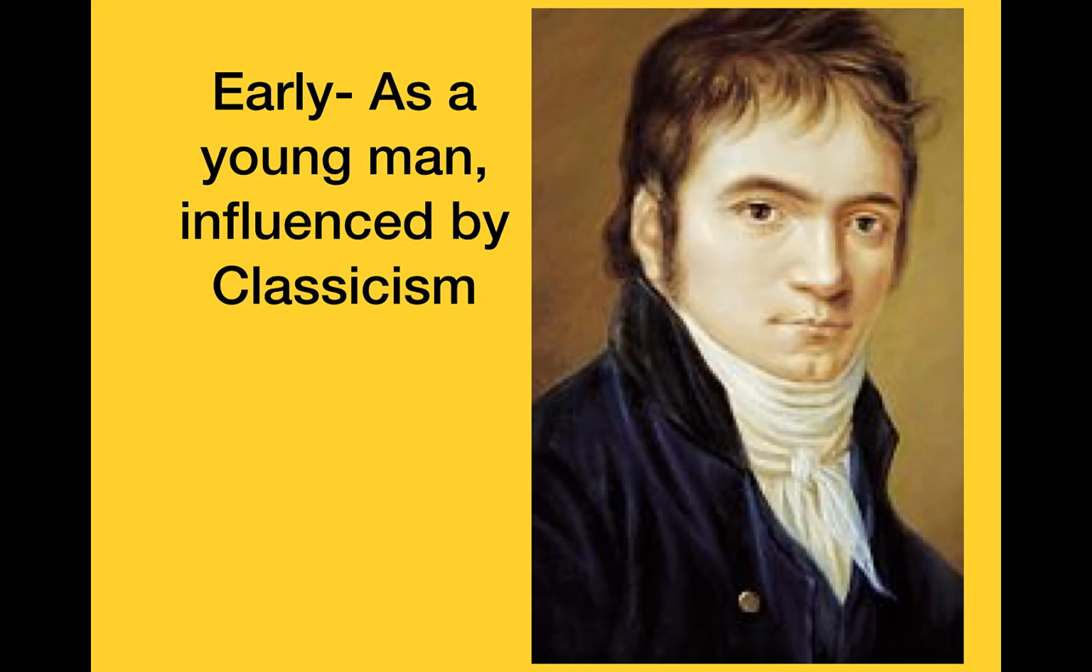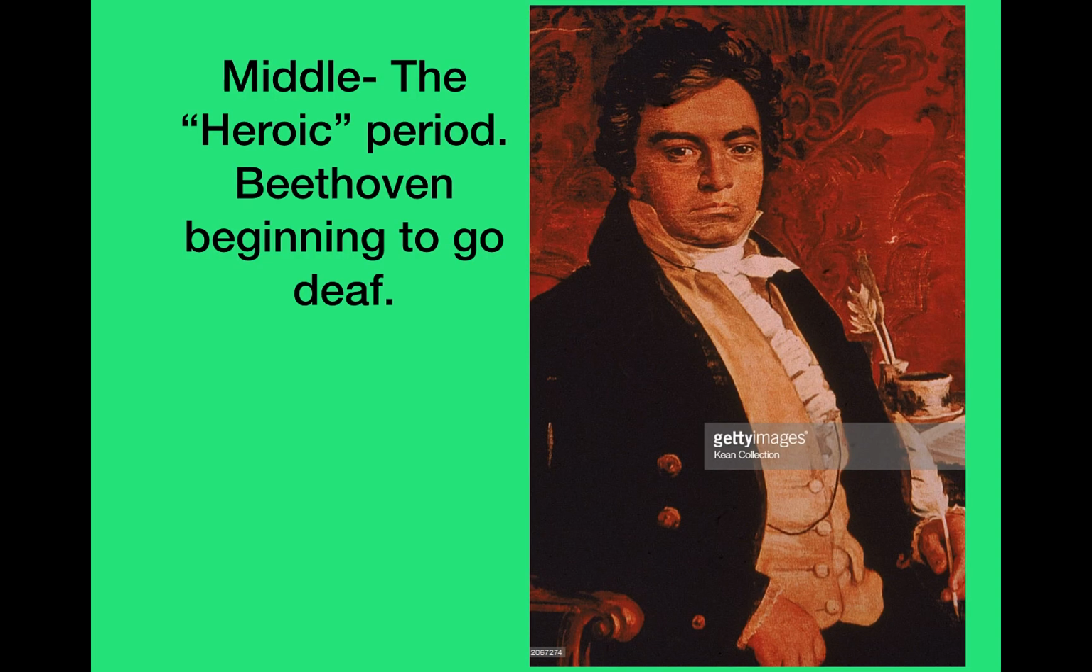So, three stages of Beethoven's life. As a young man, as a teenager, he was definitely influenced by the Classic era, but he wanted to do things beyond that. In his middle period, we call it the heroic period, Beethoven produces these works that are definitely different than anything Mozart did. The Fifth Symphony comes in this period, and Beethoven is beginning to go deaf. He's becoming increasingly more difficult to hear anything.